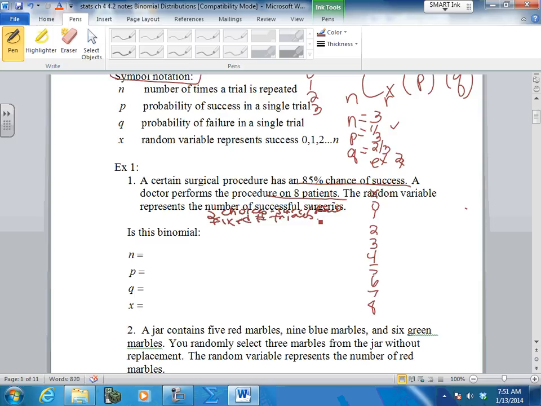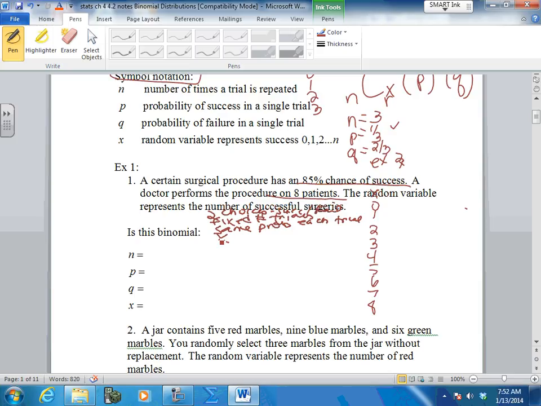That's 2. What do we know about his probability of success? Is that going to change? It's the same for each trial. Same probability each trial. It's independent. And our random variable x goes from 0 to 8. So, yes. Is this a binomial experiment?